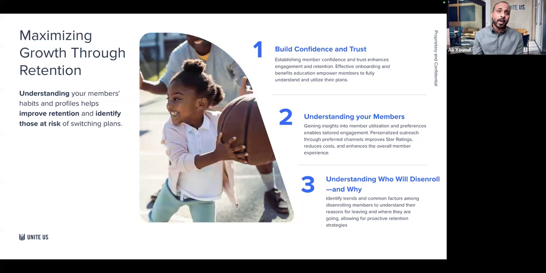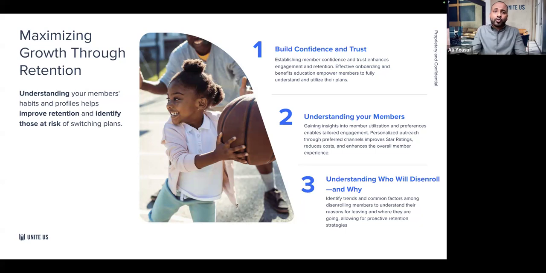So here's a couple tactics to maximize retention. So the first tactic is going to be to build confidence and trust among your members. And really doing this by establishing confidence, this will strengthen your engagement as well as your retention campaigns. Plans can do this in a variety of different ways, but really developing effective onboarding, benefits education. It's important that when a member joins your plan, they get that education right away. We do see that utilizers of supplemental benefits do tend to have more favorable views of their plan. So this could lead to higher retention rates as well as higher star ratings overall.